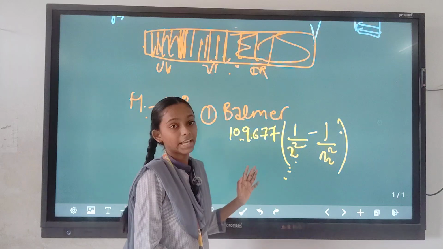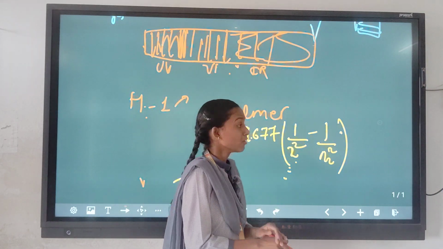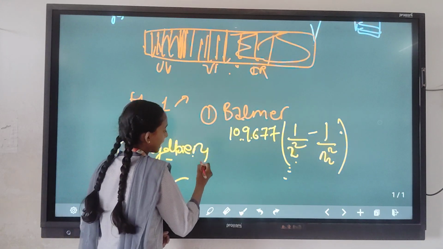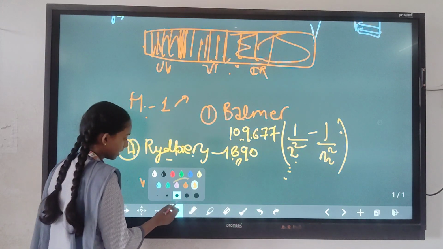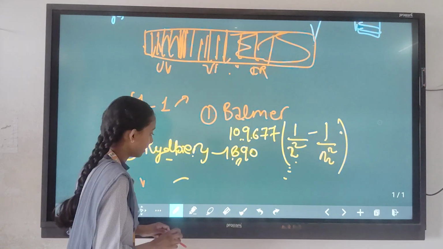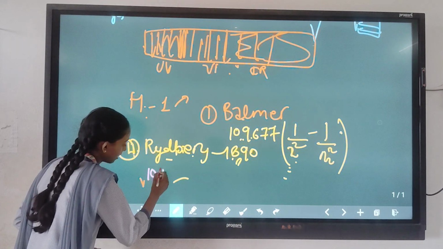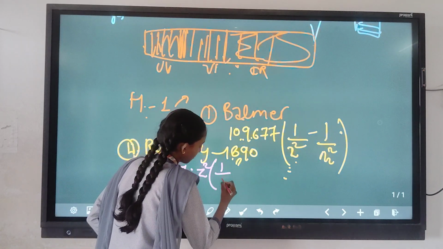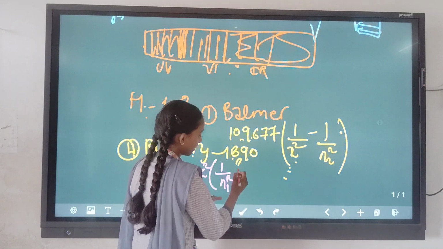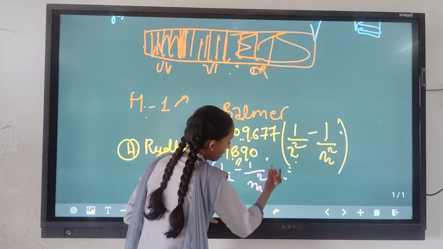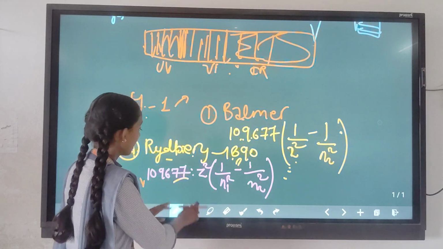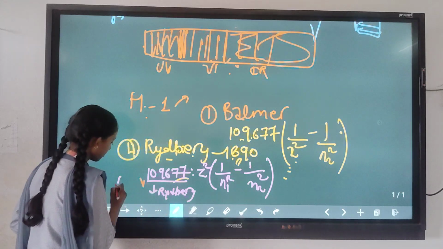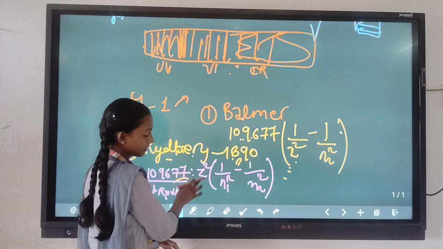But this is not enough to calculate the wave number for all the series. So the second scientist is Rydberg, who in 1890 gave his formula to calculate the wave number and wavelength of the multiple series, and that is 109,677 times Z squared, times 1 upon n1 squared, which is the lower state, minus 1 upon n2 squared, which is the higher excited state. Here this is the Rydberg constant, denoted as RH, and this is the atomic number.